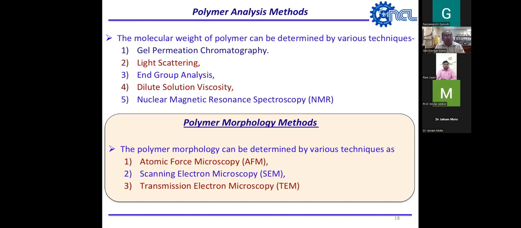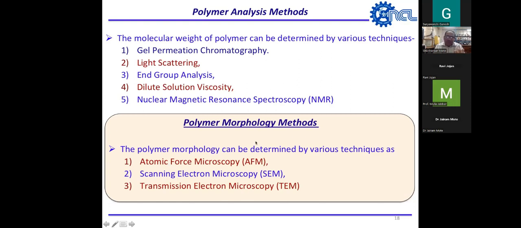Then how to analyze the polymer morphology, how the polymer forms self-assembly. For that we also need some morphological techniques. I have listed a few: atomic force microscopy, scanning electron microscopy, and transmission electron microscopy. This will give us information about polymer morphology. So polymer characterization we can get from GPC, light scattering, end group analysis, or NMR. But for morphology, we get atomic force microscopy, SEM, and TEM.